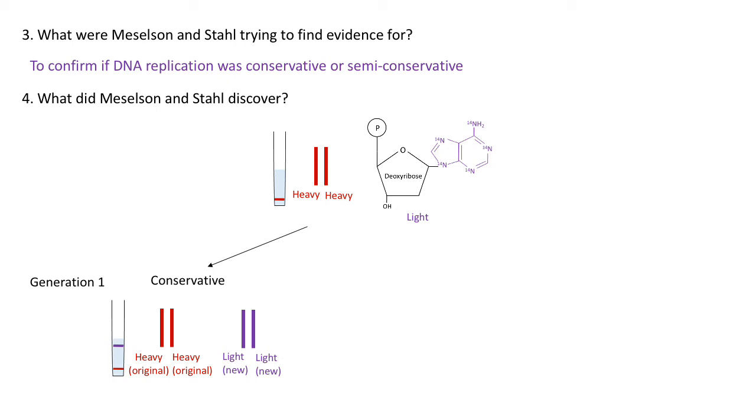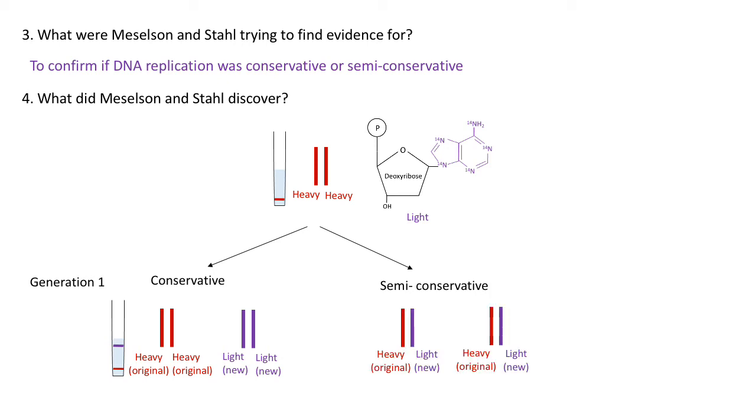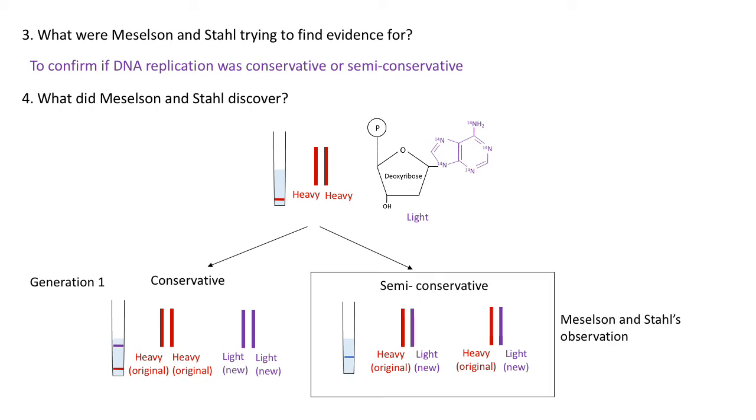If, on the other hand, it was semi-conservative, Meselson and Stahl would have observed this result. An original strand combines with a new strand in both cases, and so you get a heavy strand and a light strand combined together after replication. And the result in the centrifuge tube would be this. You would get a mixed band because you've got both a heavy and a light strand in the DNA. And it's this that Meselson and Stahl observed. They observed semi-conservative replication.